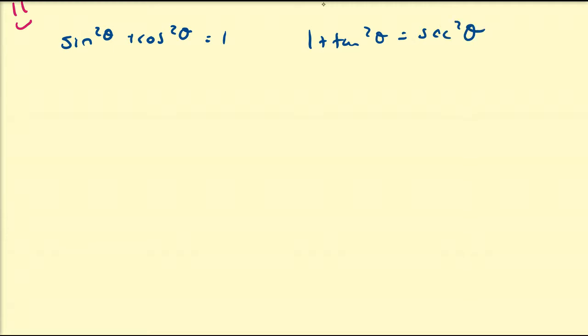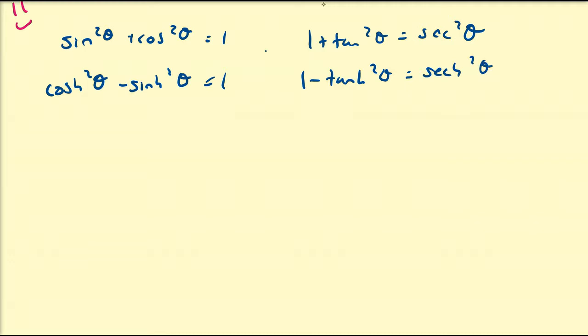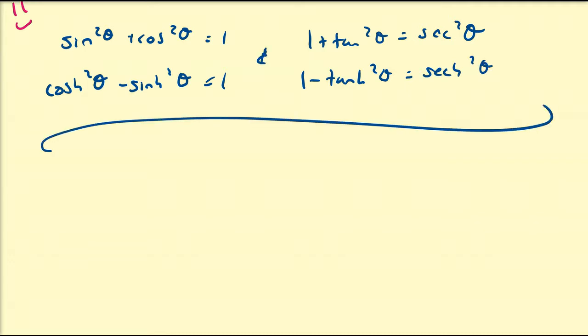A couple of others that you may want to be aware of: hyperbolic cosine squared minus hyperbolic sine squared is equal to 1, and 1 minus hyperbolic tangent squared theta is equal to hyperbolic secant squared theta. So these four identities can be used for a method called trig substitution, which I'll illustrate here.